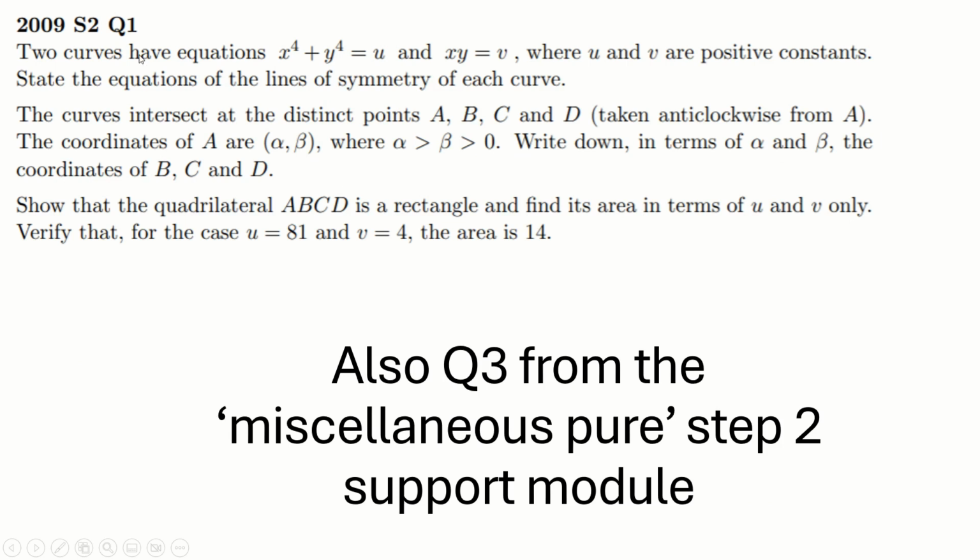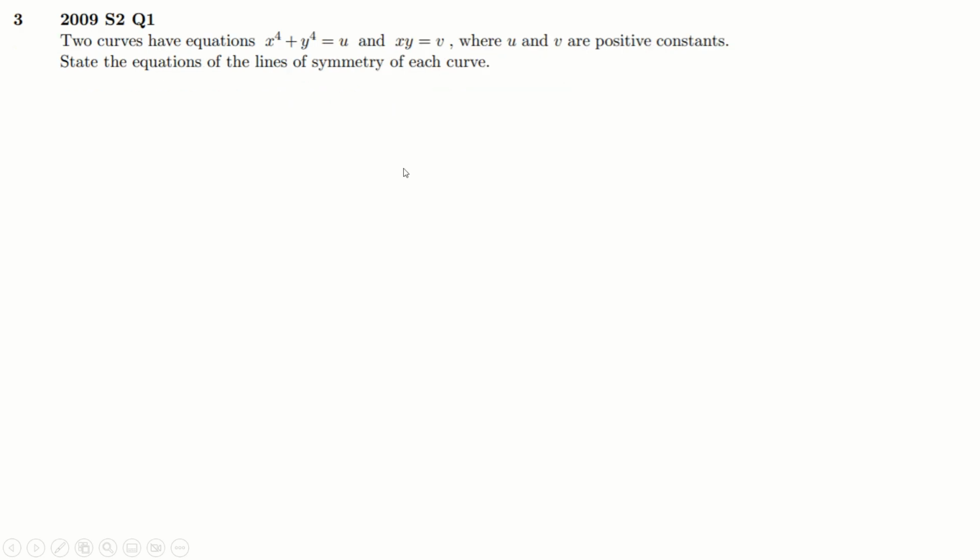Another step two question, question one from 2009, also question three from the Miscellaneous Pure, the support book. We have these two equations, state the line of symmetry for each curve. So basically, we're thinking about trying to replace things with other things and seeing if it's still true.